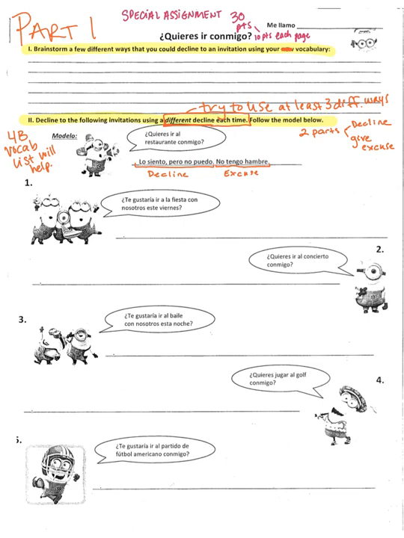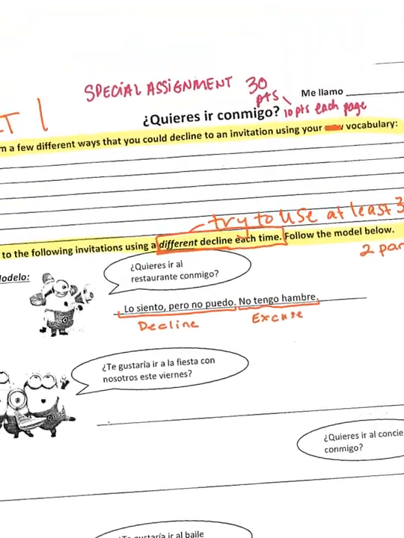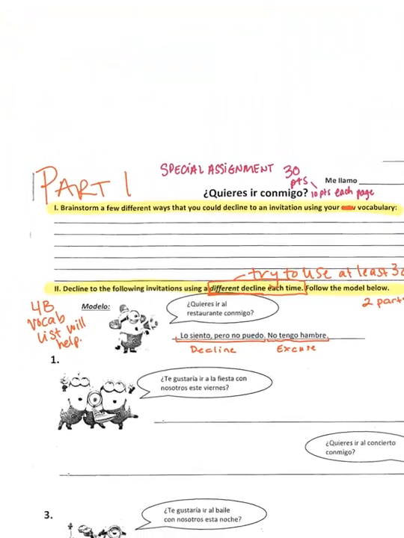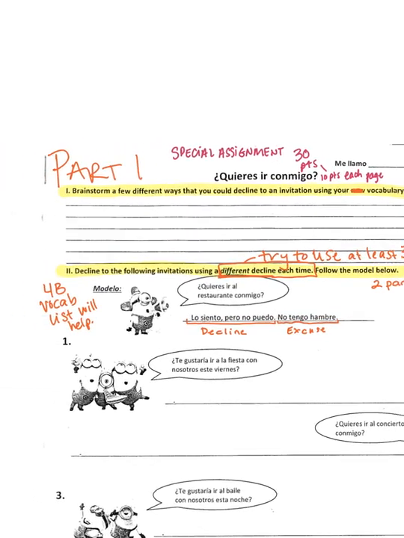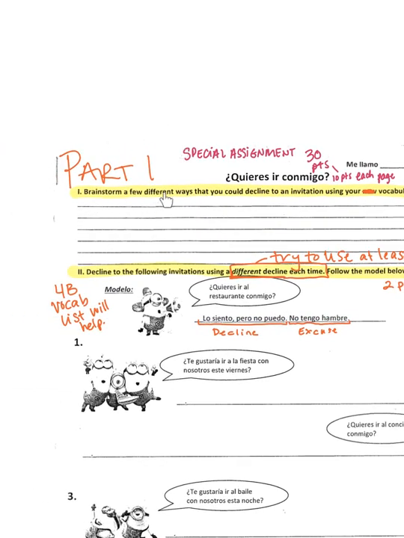All right, so let's take a peek. In part 1, you got 2, and it's 10 points per page. So part 1, it says brainstorm, right? Brainstorm a few ways you could decline an invitation. And you really want to use your 4B vocab list, okay? And the 2 verbs video that we used. That's going to help a lot. And the negative ones, okay? And you know how to make something negative. You just put the word no.